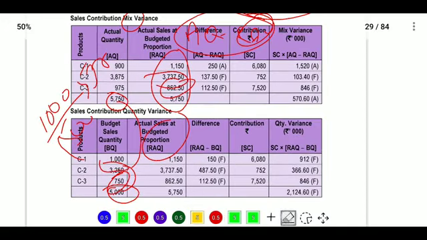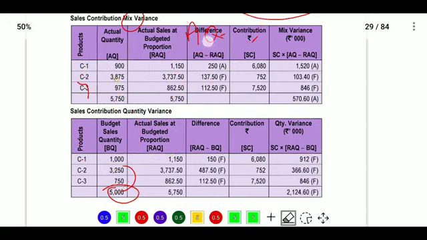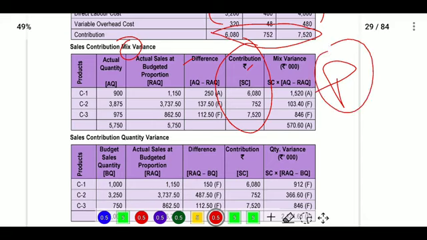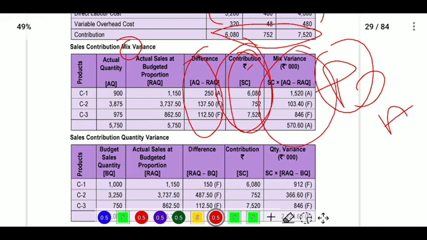After getting the revised actual quantity, what we want is the price and sales contribution. Which contribution will we take? The standard budgeted contribution, or standard contribution. Whenever price is involved we take the standard only. Whenever quantity is involved, we take the actual position. It is the same as in the first problem we discussed. Now we get the difference and multiply it with the contribution, and we get the mix variance.